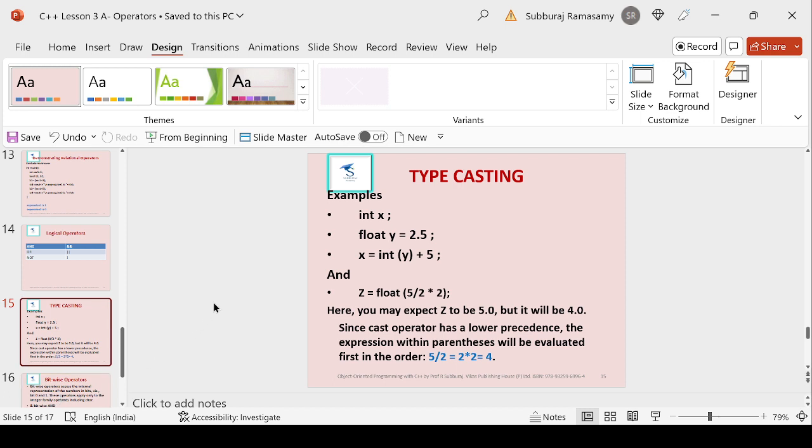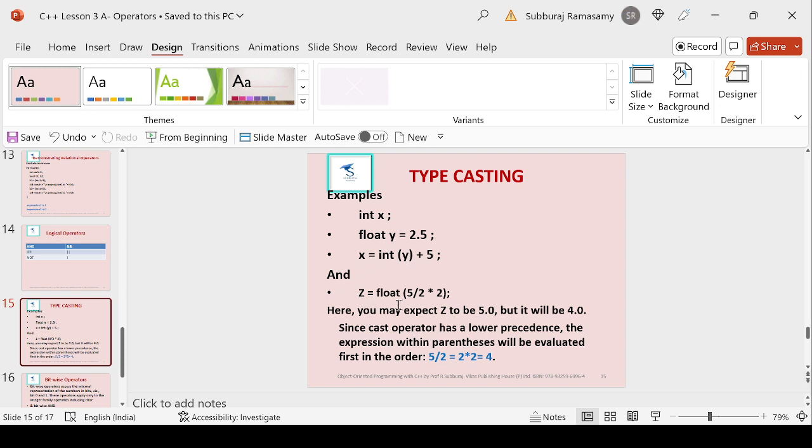We also use typecasting. Typecasting means you can convert from one type to another type. For example, int x, you declare x as integer, and float y is equal to 2.5. So you can combine declaration and assignment like this: x is equal to int(y) plus 5. What is y? 2.5. So what will int of it be? It will be 2. 2 plus 5, 7.